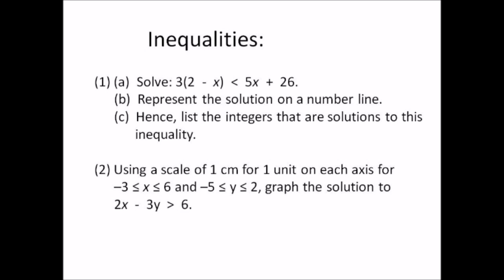Graph the solution to 2x minus 3y is greater than 6. So you need your graph paper for that one, guys. Go ahead and work it, and remember, you want to graph. The final thing you do is you shade in an area. That's a solution to that, where 2x minus 3y is greater than 6 on that graph. So you draw a line for number 2 and then decide on the area.